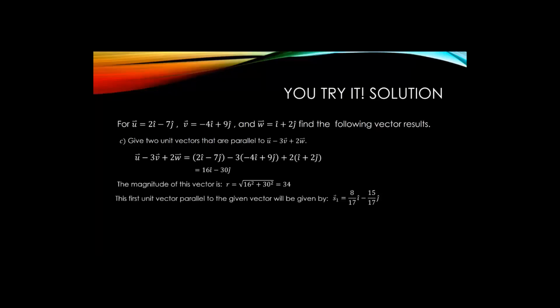So my first unit vector that is parallel to the given vector is given by 8/17 i hat minus 15/17 j hat. Now, keeping things simple, all I have to do to find a second unit vector parallel to the given vector is to multiply through by negative 1 and change its direction. If the direction changes, the vectors are different. This means that my second unit vector that's parallel to the given vector will be given by negative 8/17 i hat plus 15/17 j hat.